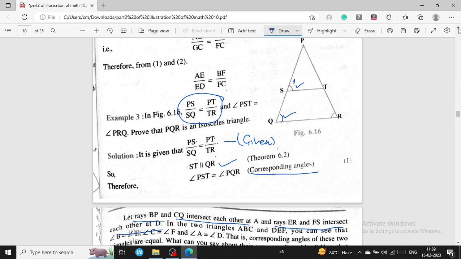You can write here angle 1, 2, 3. Angle 1 is equal to angle 2 because they are corresponding angles, and angle 1 is equal to angle 3 because it is given in the question. And from the first equation to the second equation, angle 2 is equal to angle 3. That's why we can say that PQ is equal to PR, and if PQ is equal to PR, then PQR is an isosceles triangle.